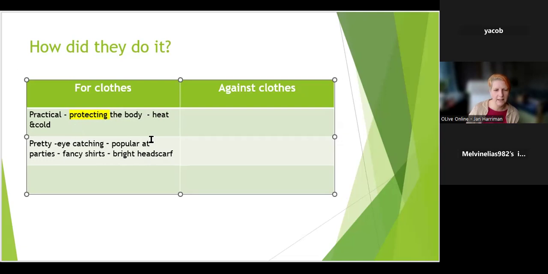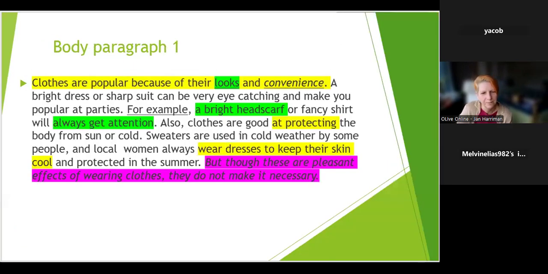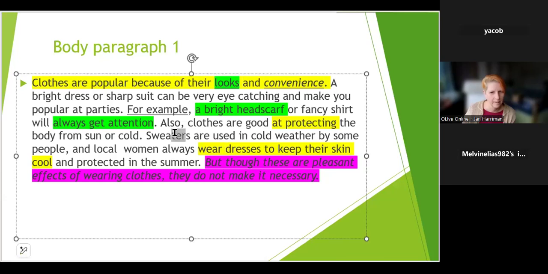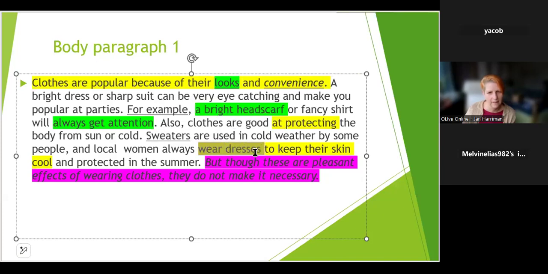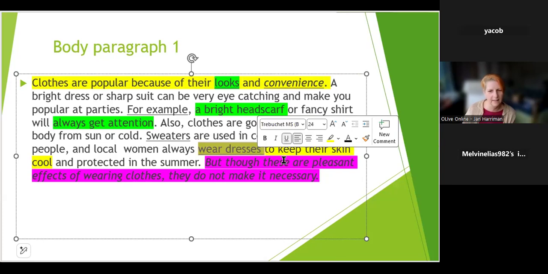What about protecting the body? What article of clothing was a good example of protecting the body? Do you remember? We'll look at it again. Sweaters. Yeah, sweaters and dresses. Exactly.